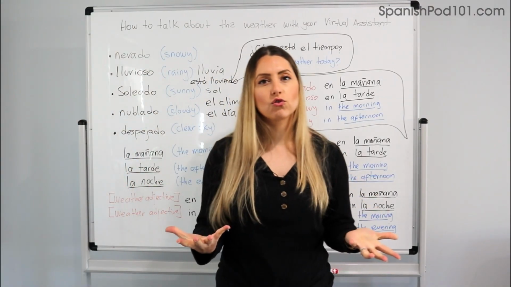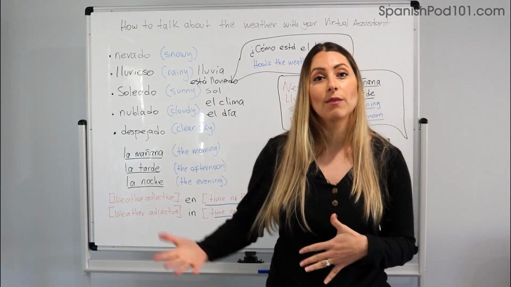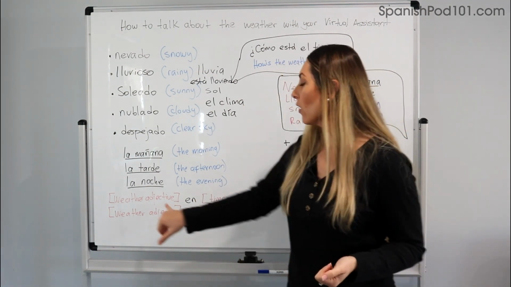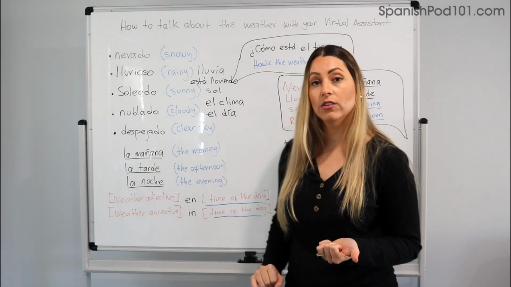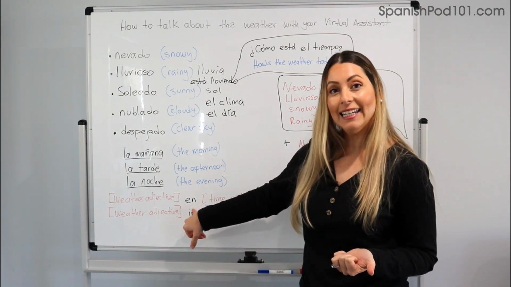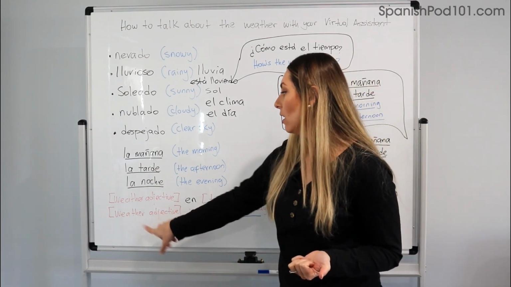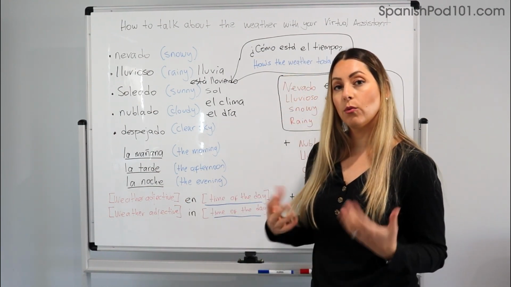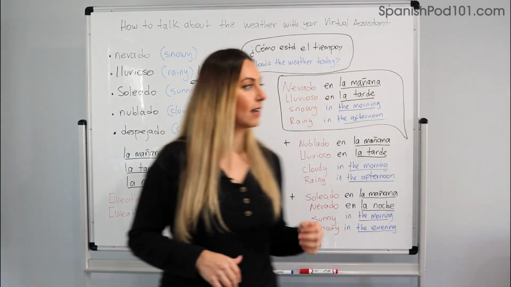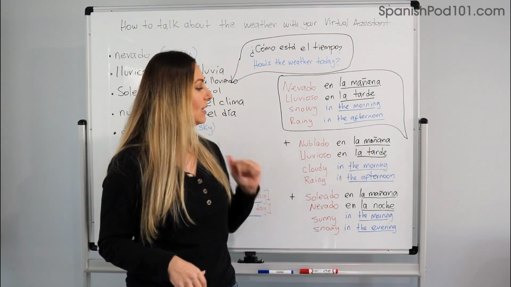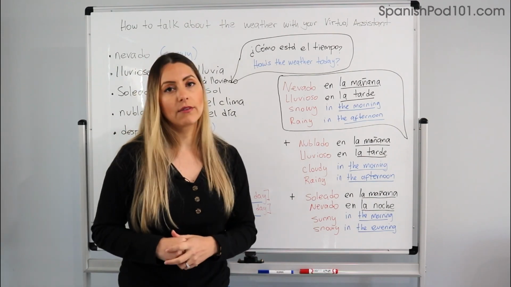So let's have a look at this structure. What is the structure that we're going to use to talk about these weather conditions and this time of the day en español? We are going to first mention the adjective for the weather condition, and then we're going to say en the time of the day. Can you see the pattern here? Let's have a look at that again. Nublado en la mañana, lluvioso en la tarde. Cloudy in the morning, rainy in the afternoon.